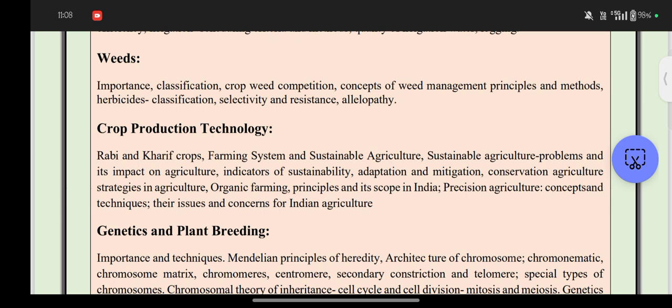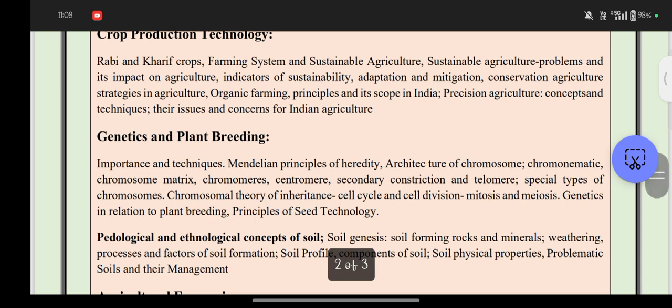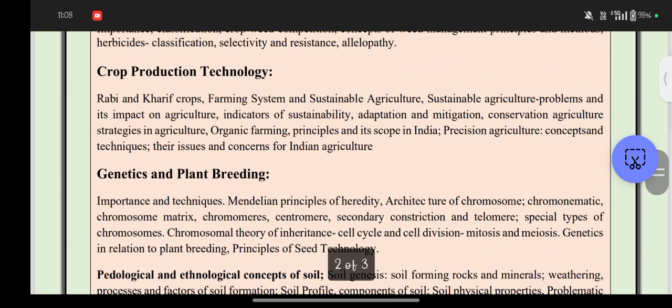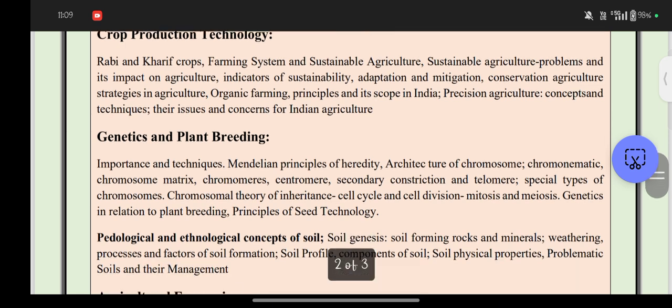Next, crop production technology. In this, you need to study rabi and kharif crops, farming systems and sustainable agriculture, sustainable agriculture problems and its impact on agriculture, indicators of sustainability, adaptation and mitigation, conservation agriculture, strategies in agriculture, organic farming principles and scope in India, precision agriculture, concepts and techniques of crop production, and their issues and concerns for Indian agriculture. These are the topics you need to study in crop production technology. From these, they will give the questions.